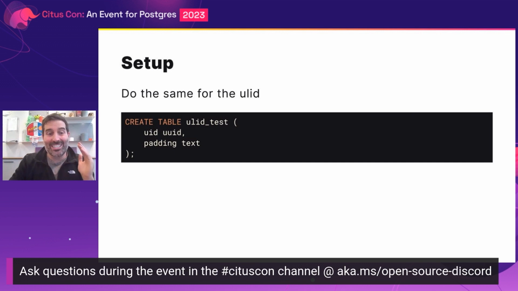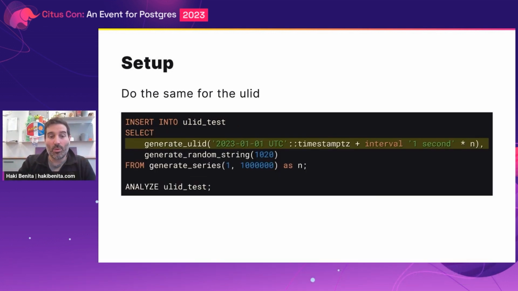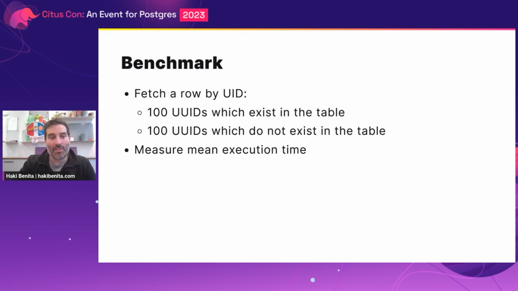Now, we do the exact same thing, but this time with the ULIDs. These are the sortable UUIDs. We are using the built-in UUID type in Postgres because ULIDs are compatible with UUIDs. And once again, we're using a chunk of text to make the table bigger. And we insert 1 million rows into the table. Notice that to generate the ULID, I actually provide the timestamp. So I made sure that the timestamp is unique. And we can see that we have 1 million rows, each 1 second away from the 1st of January, 2023. And we analyze the table. We get a table with roughly the same size.